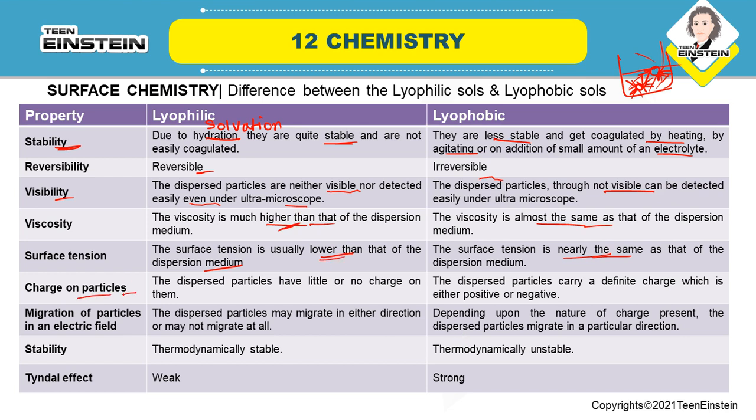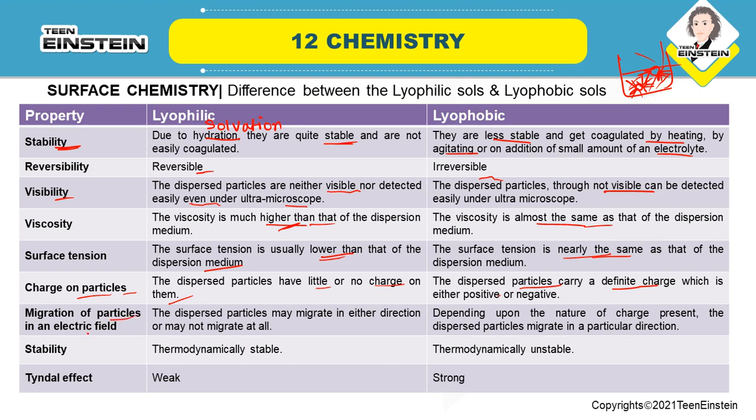Charge on particles. Dispersed particles have little or no charge on them. Now this charge on particles is basically one of the important properties of colloids. We will discuss it later in detail. Right now just remember that dispersed particles have little or no charge on them in lyophilic, but dispersed particles in case of lyophobic carry a definite charge. Now this charge may be positive or it may be negative.